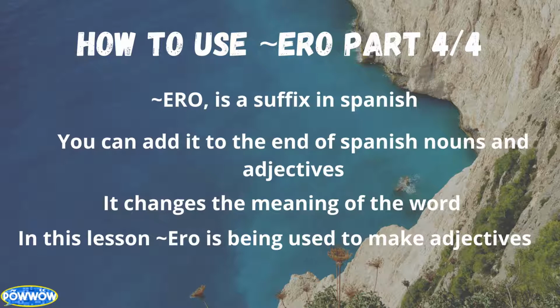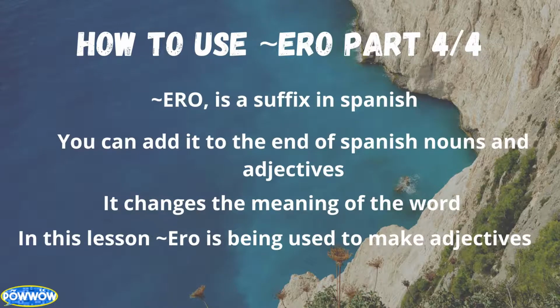Now, ero, as we've covered, has many different uses in Spanish. We know that it is used to highlight the functionality of certain objects. We also know that it is used to talk about someone's career or their trade or their profession. And we also know that it is used to talk about the different types of trees in Spanish. So now we're going to learn how to use ero to make adjectives.